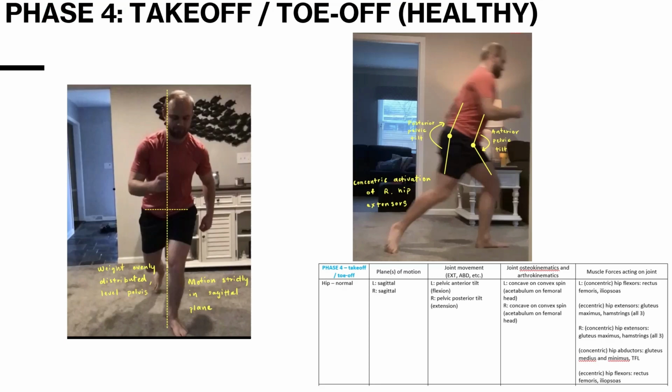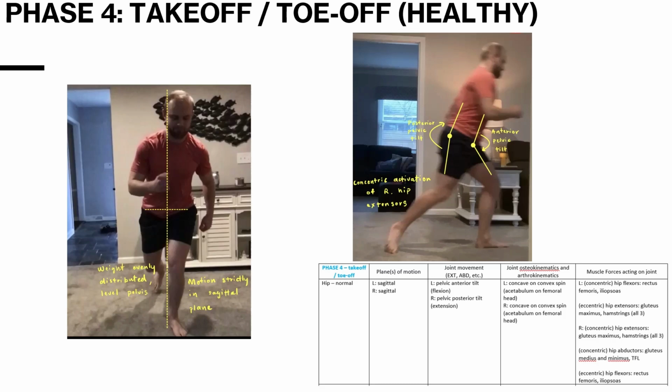For stage 4, the takeoff stage, under the healthy condition, the motion on both sides of the hip is in the sagittal plane. As seen in the picture, the pelvis is level, and this is indicative of motion in the sagittal plane. For joint movement and osteokinematics, on the left side of the hip, the pelvis tilts anteriorly, and the pelvis moves on the femur. The arthrokinematics is the acetabulum spins on the femoral head.